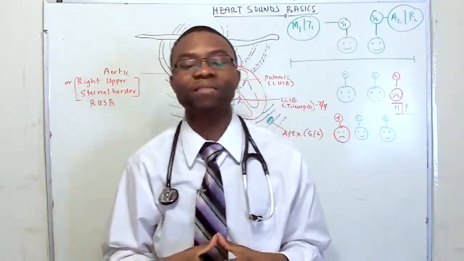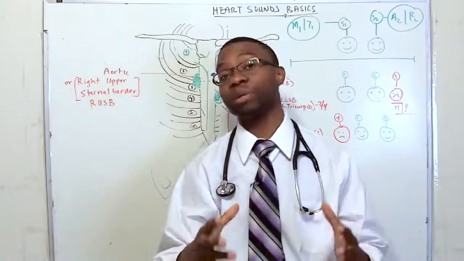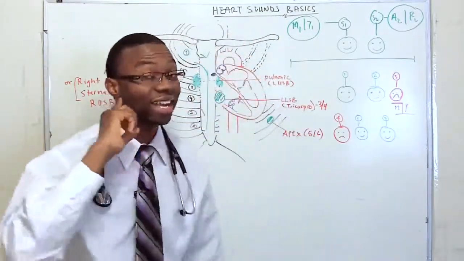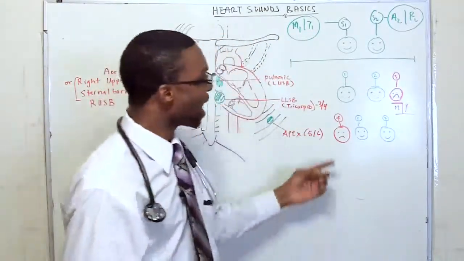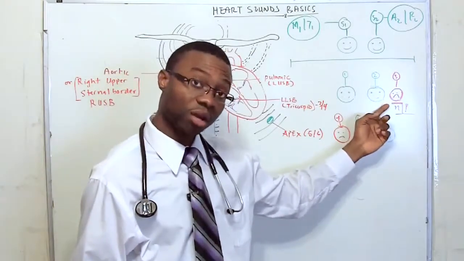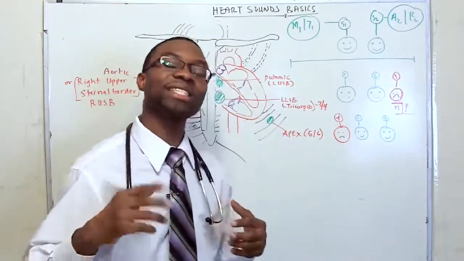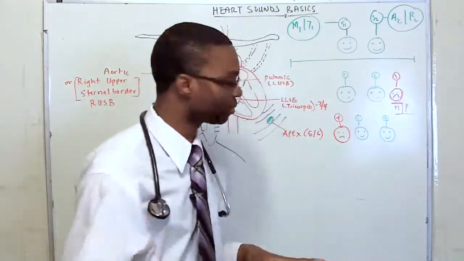A non-compliant ventricle, a stiffened left ventricle, usually left ventricular hypertrophy. So now let's hear S4. Now S4 is very interesting because S3 is very close to S2 after the second heart sound. However, S4 is close to S1. So let's see exactly how you're going to be able to hear.